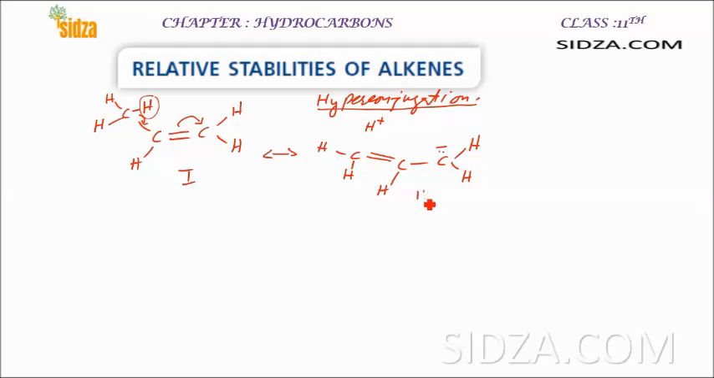This is the second structure, and then this will shift here. The pi electron and the sigma electron will shift over here, and you get a structure like this.